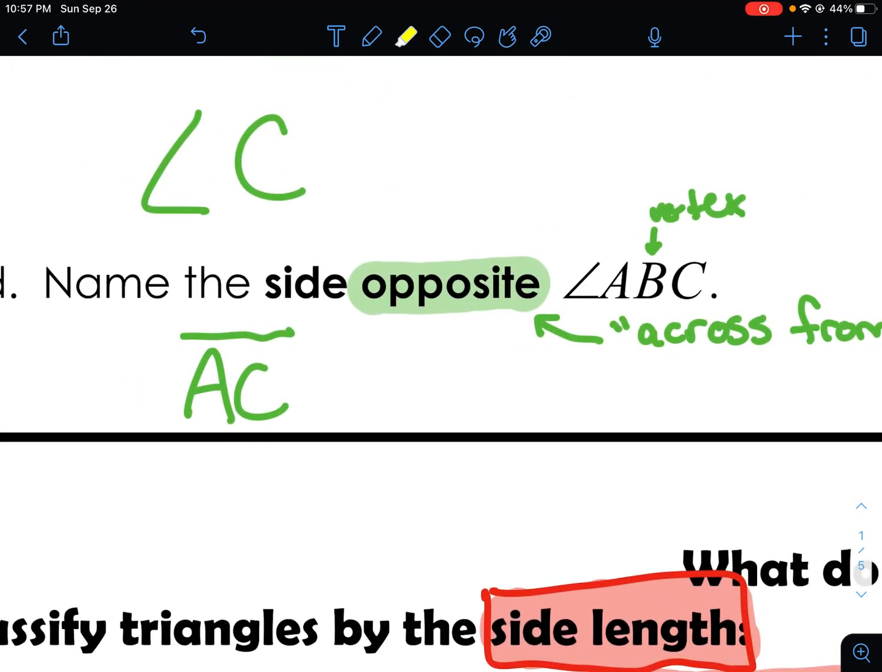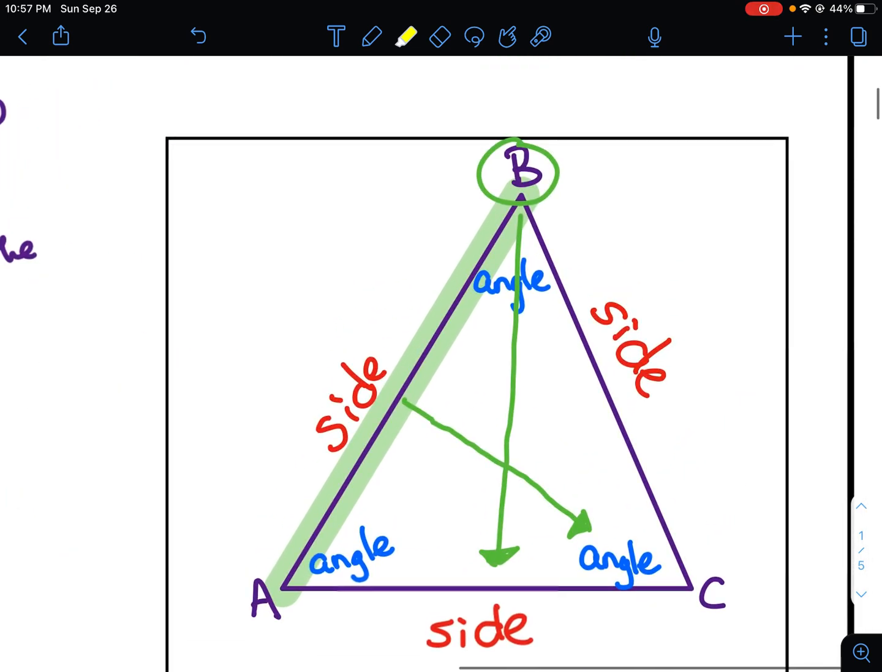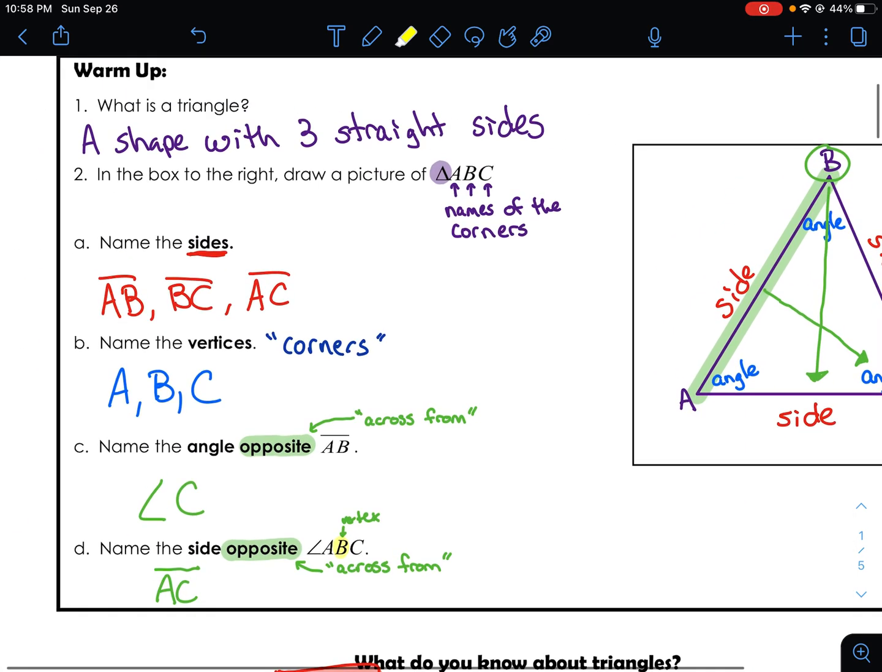Likewise, when it says name the side opposite of angle ABC, remember that the middle letter is the vertex. So we want to know what side is opposite of angle B, or what side is across from angle B. So if we were to start at angle B up here at the top, we follow this arrow through the triangle and we see that this side down here, AC, is across from it, or it's opposite of angle B. So these are some terms we're going to be using throughout this lesson and then throughout the course later on. Okay, so those are some basic vocabulary components of triangles.